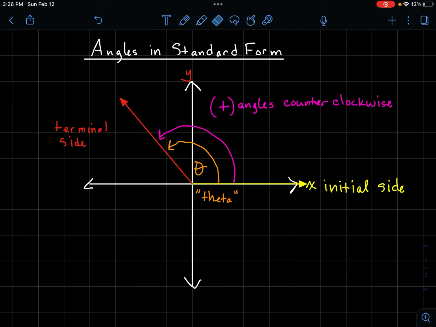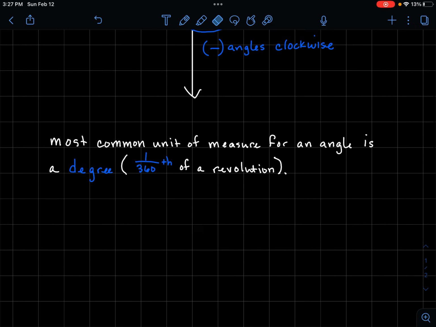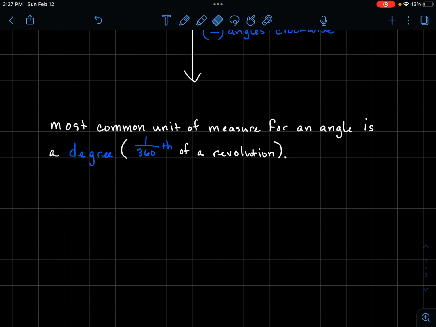There are two types of angles that we have. We have positive angles. Positive angles are always measured in the counterclockwise direction, and we'll measure those going from the initial side to the terminal side. We also have negative angles. Negative angles will always go in the clockwise direction, again, always starting with the initial side, ending up at the terminal side.